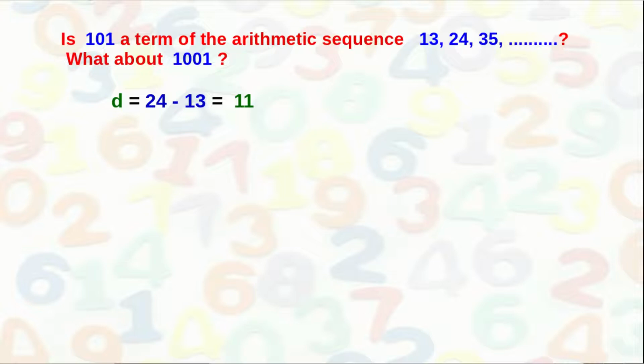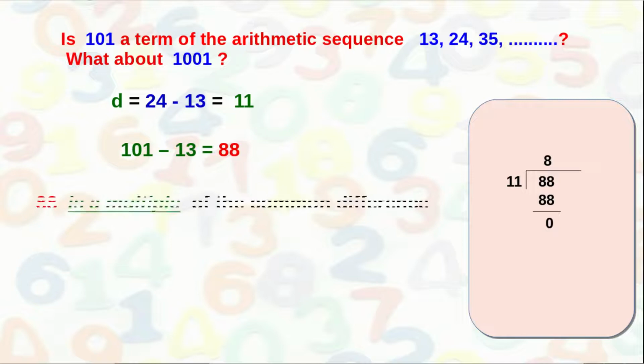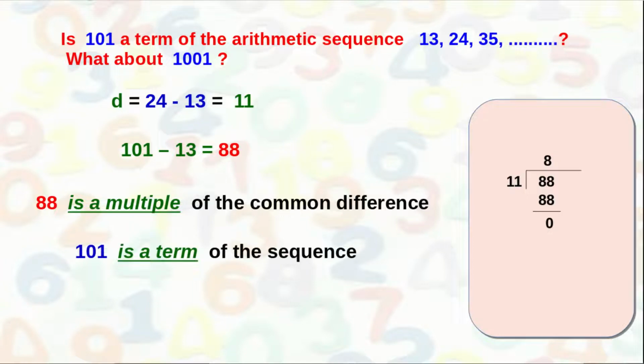Here I am finding the difference between 101 and the first term 13, and that difference is 88. Now check whether 88 is a multiple of the common difference. For that, divide 88 by the common difference 11. So here we get the remainder 0. That means 88 is a multiple of the common difference. Therefore, we can conclude that 101 is a term of the sequence.